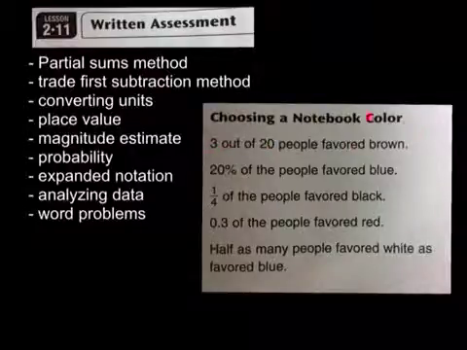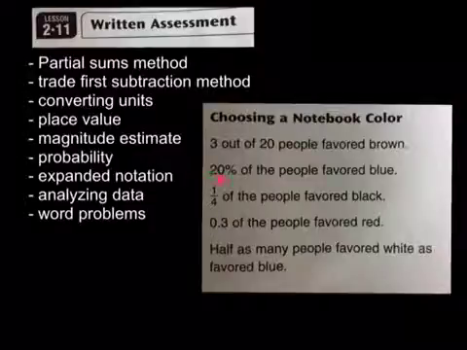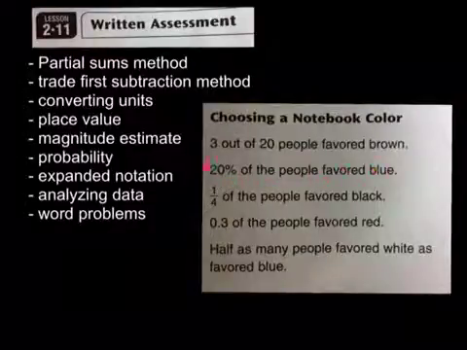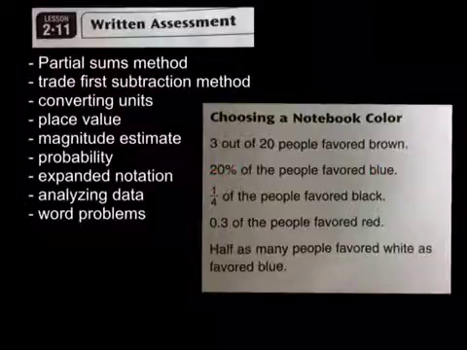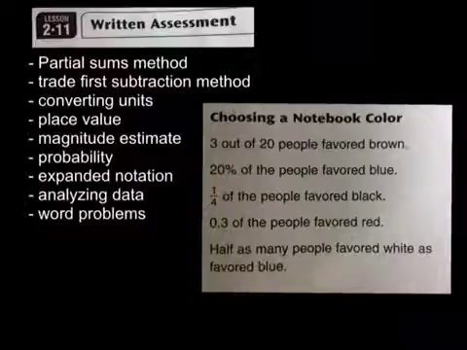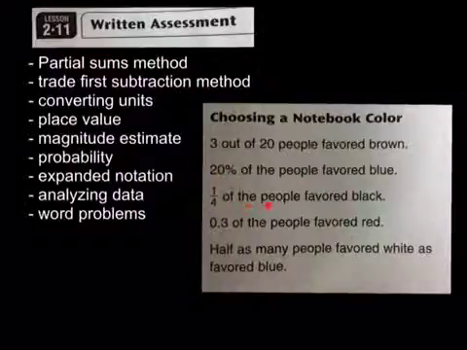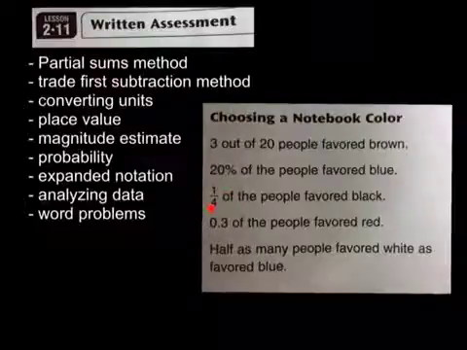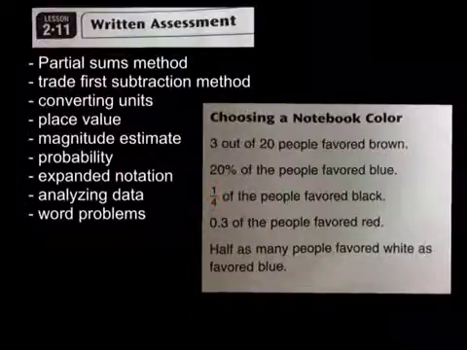This is very unlikely. 20% of the people favor blue. Also, 20% is just slightly higher than 15%. So this is also very unlikely. 1 out of 4 of the people favor black. 1 out of 4, that's 25%. Still unlikely. Or, yeah, it's borderline very unlikely and unlikely. Probably very unlikely still.